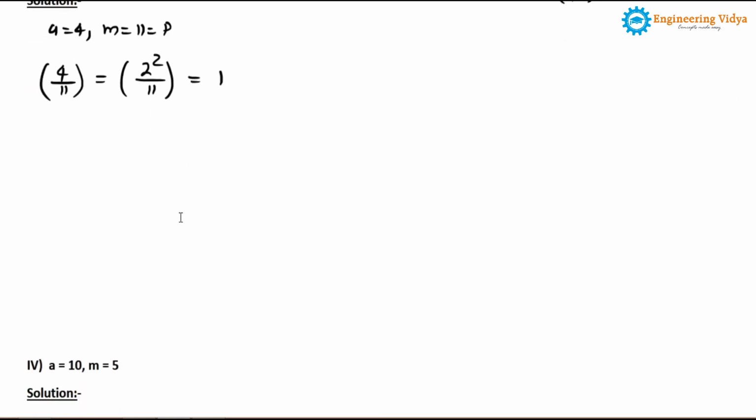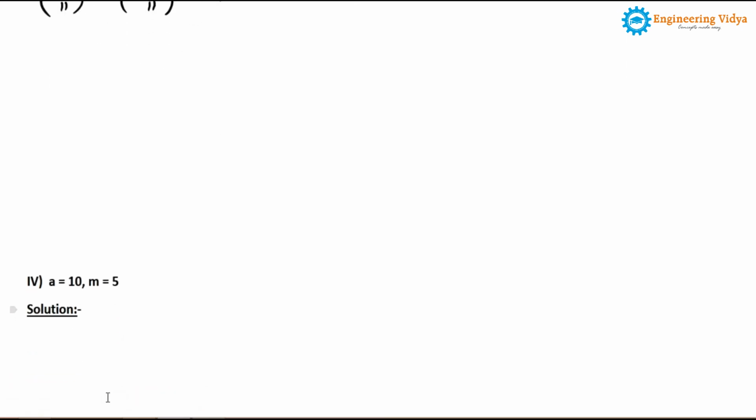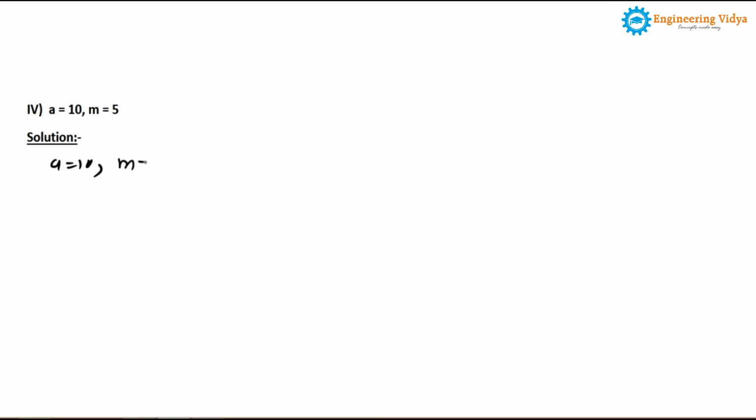So now in a similar way we can go for the next problem. The problem number 4, not 5, right? In problem number 4, they have given a equal to 10 and m equal to 5, which is nothing but p. So here we can write the Legendre symbol of 10 and 5, right?